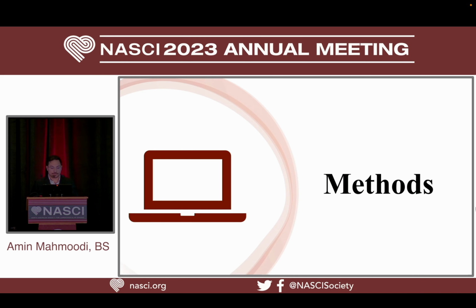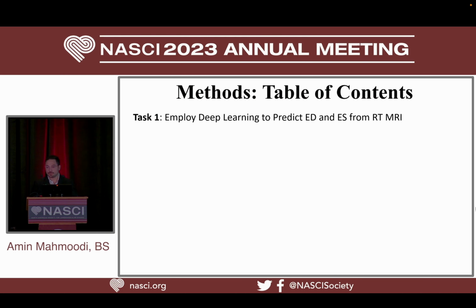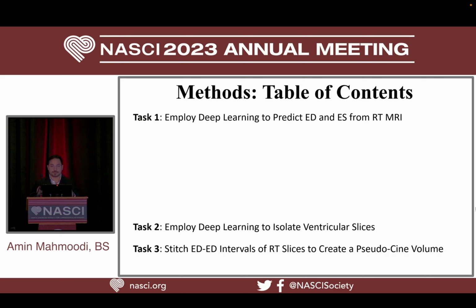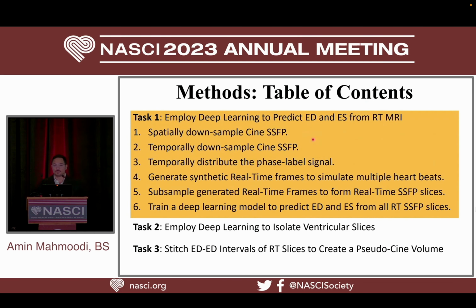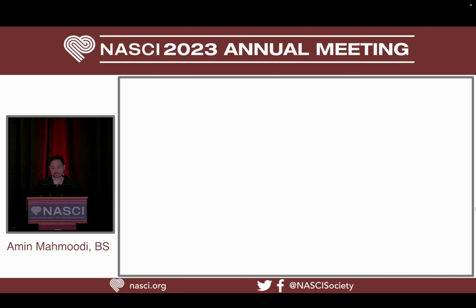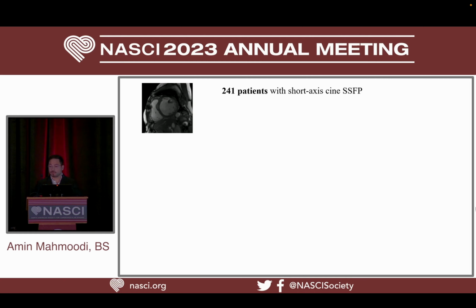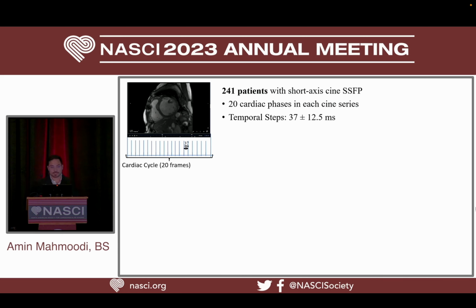How do we go ahead and do this? Well, as mentioned, we use deep learning to identify end diastolic and end systolic phases from real-time MRI. We also employed deep learning to figure out where in the ventricular slices they are so we can isolate the ventricle, and we stitch these together based on the end diastolic intervals to create the pseudo-cine volumes. Specifically, I'll be detailing how we use cine data to train a deep learning network to be able to predict on real-time data. And that took a number of steps, which I'll detail. We had 241 patients with short axis cine SSFP images. Each of these patients had 20 cardiac frames, with temporal steps of 37 milliseconds.